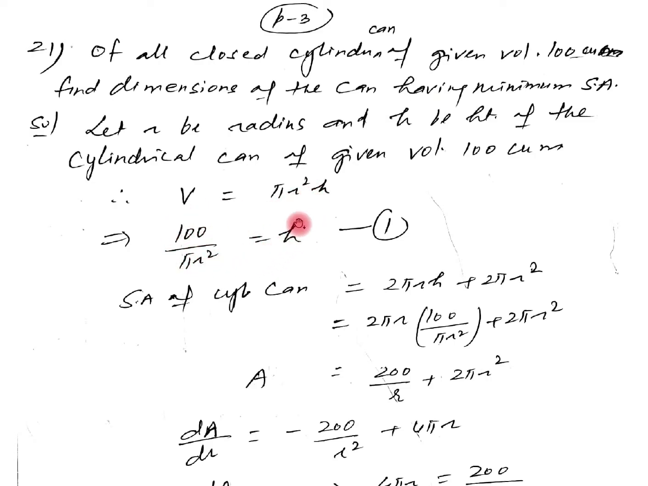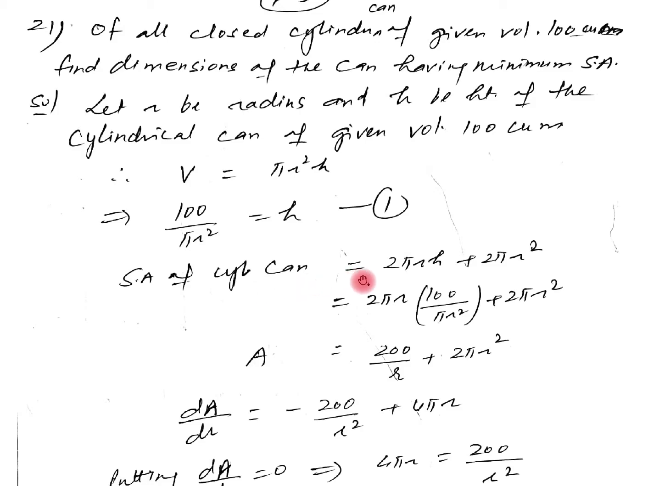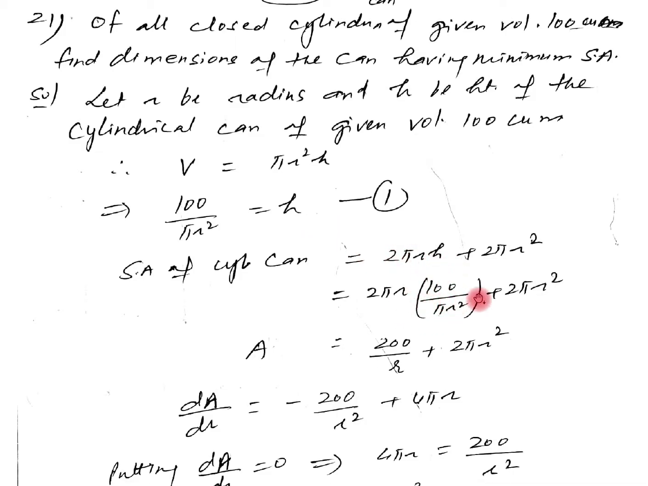We are putting the value of V equal to 100 and getting the value of h from here. Therefore, h is 100 upon pi r square. Now the surface area of the cylindrical can, we know, is 2 pi r h plus 2 pi r square. Again we have two variables. We can easily eliminate one variable with the help of equation 1. Putting the value of h here and simplifying this expression, we are getting A equal to 200 by r plus 2 pi r square.